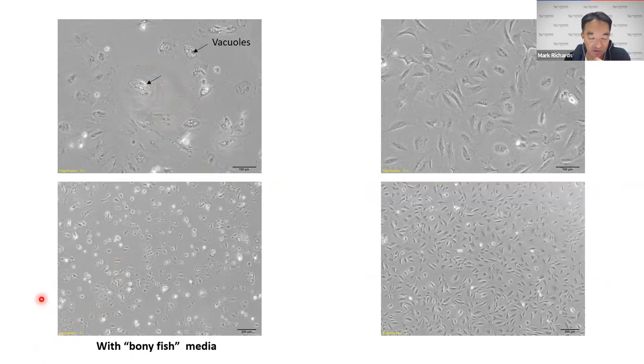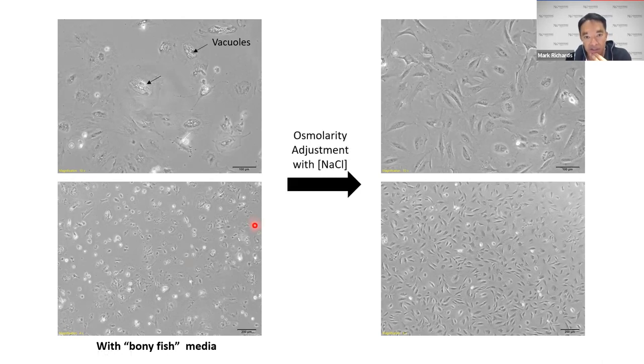This phenotype obviously shows that the cells are not doing well. They're under some kind of stress and are probably going to undergo senescence soon. So what we did was to adjust the osmolarity of the culture media with sodium chloride. And within a short period of time, this vacuolated phenotype disappeared from the cells.